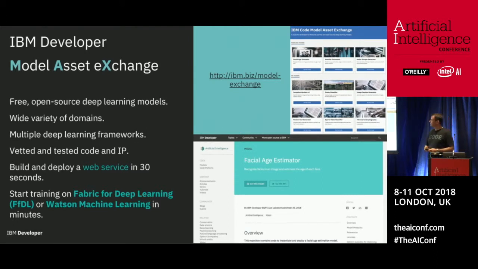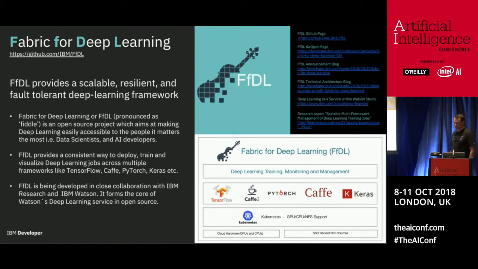So starting off with trainable models, I've mentioned Fiddle, and what is that? And why do we want to use it, right? How does it solve this consumability and standardization problem? Fabric for Deep Learning is a recently released open source project that's curated and managed by the Code A team. And it comes out of IBM research, and it actually forms the core for IBM's Deep Learning as a Service commercial product offering in the cloud.